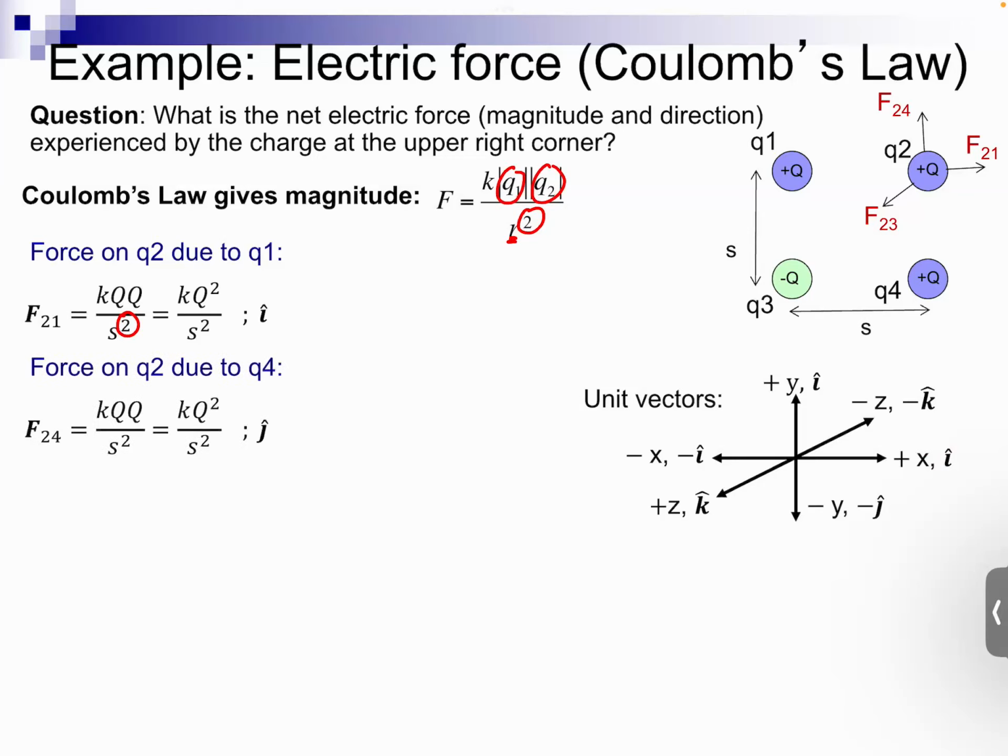You do the same thing for charge Q4. Let's do charge Q4 first, because it's just along the vertical or y-axis. Again, you use Coulomb's law for the magnitude, giving you K Q squared over S squared. And for the direction, the force by charge 4 on 2 is directed upwards. So that gives you a positive J hat, or a positive Y direction, sorry for the typo there. Relatively straightforward if you have horizontal or vertical forces.